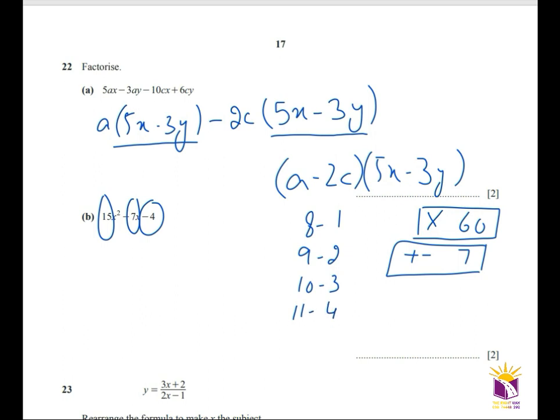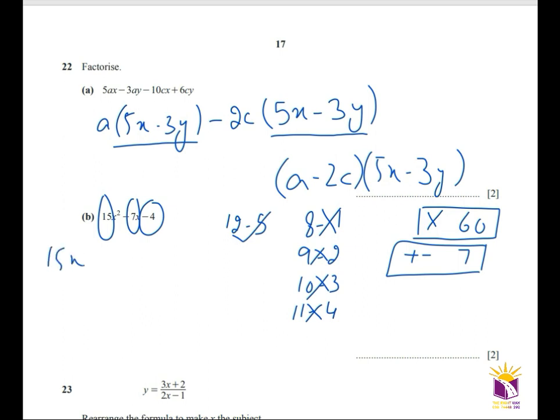Now multiply: 8 times 1 is 8, wrong. 9 times 2 is 18, wrong. 10 times 3 is 30, wrong. 11 times 4 is 44, this is also wrong. Now 12 minus 5, so 12 times 5 is 60. So these are the correct factors.